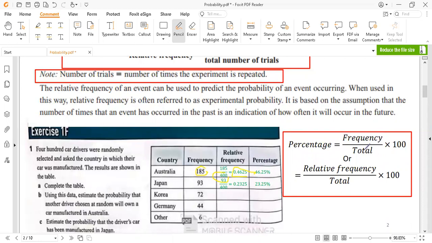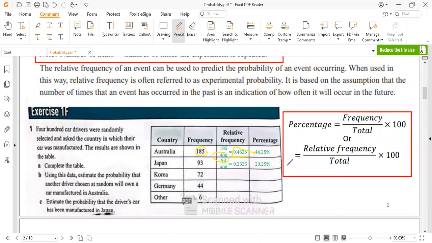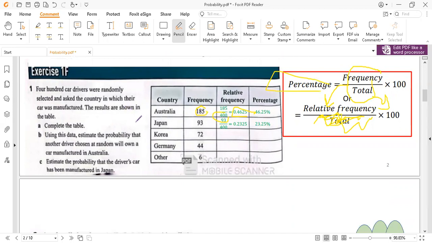And how to find the percentage? In general, the percentage is the frequency or the relative frequency multiplied by 100. We have a mistake here with the rule. Or it is equal to frequency over total times 100. Because you know that the frequency over the total gives us the relative frequency, and then after multiplying it by 100, we will obtain the percentage. So it is easy to find all these values, relative frequencies and percentage of each country.